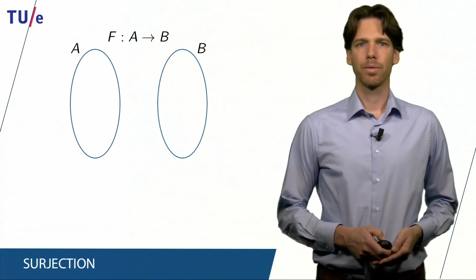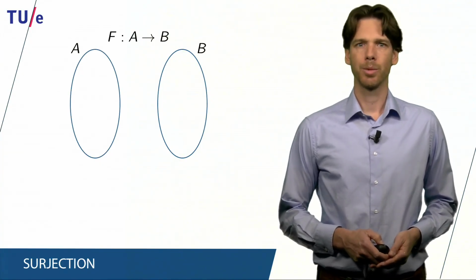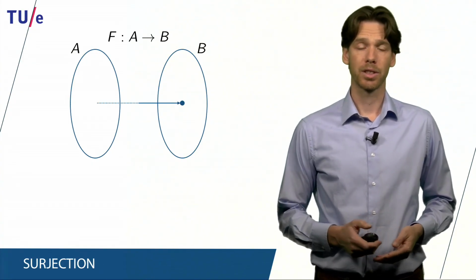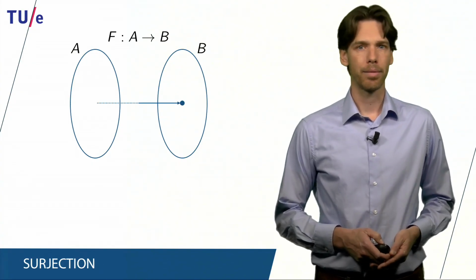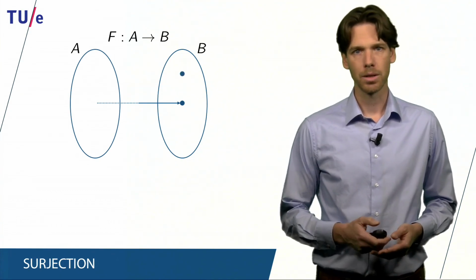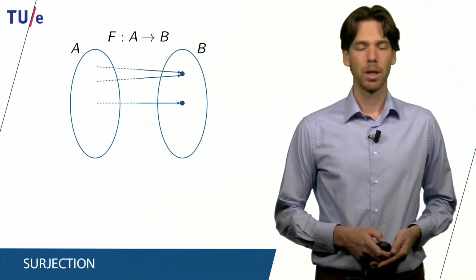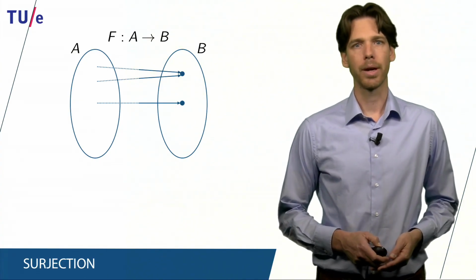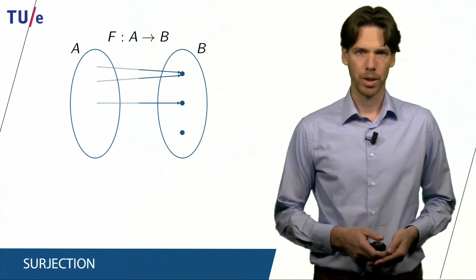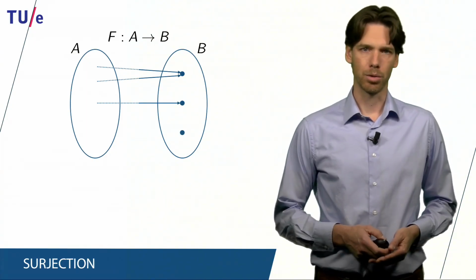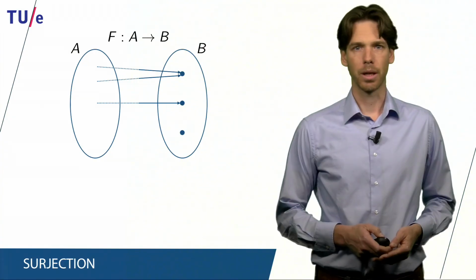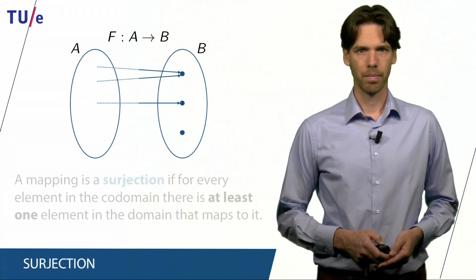Now for the elements of the codomain B of f, we may distinguish three possibilities. First, it may happen that there is exactly one element in the domain of f that maps to it. Second, we may have the situation that there are two or more elements in the domain of f that map to it. And finally, we may also have the situation that there are no incoming arrows, that there is no element in the domain of f that maps to this particular element of the codomain.